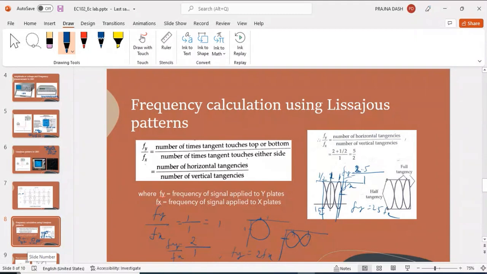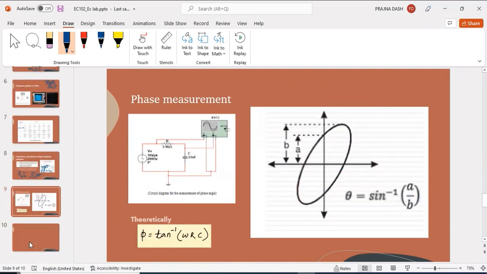Okay. So in this way, if you know one frequency, you can calculate the unknown frequency from the Lissajous pattern. You can vary the frequency of one signal, obtain various types of Lissajous patterns, and note them in your file. As many as possible, 6 to 7 or more, you can plot.